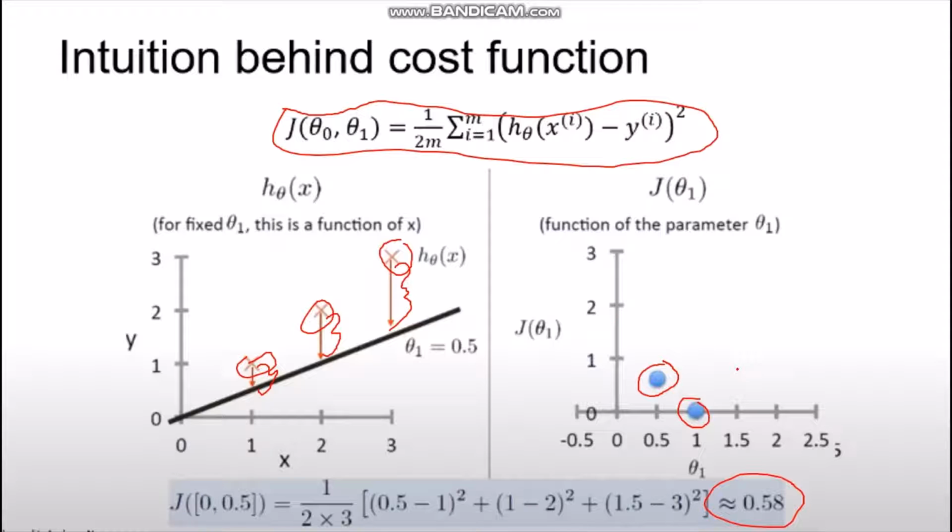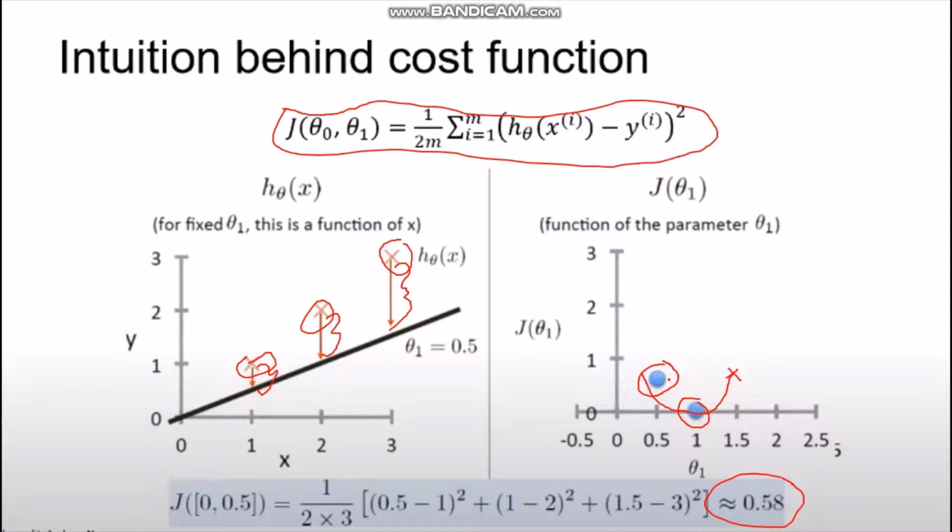So when we plot, the curve will be like this. We must choose the parameter value where the cost function is minimum. In this case, where the cost function is 0.5, it is better compared to when theta is equal to 1. This would give you the best possible fit to your data.